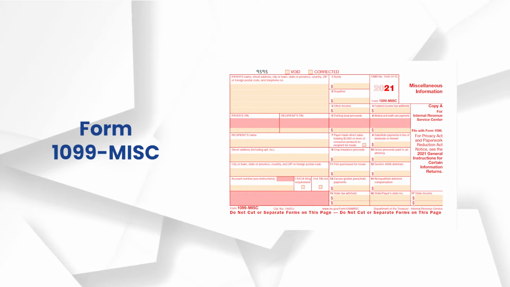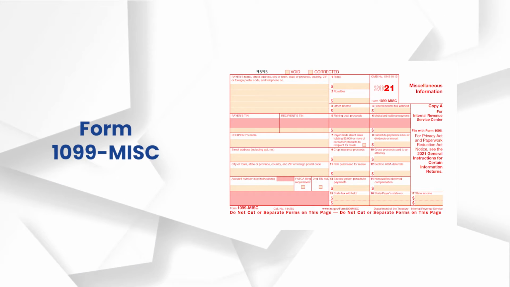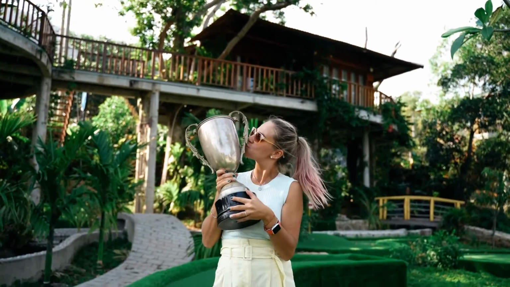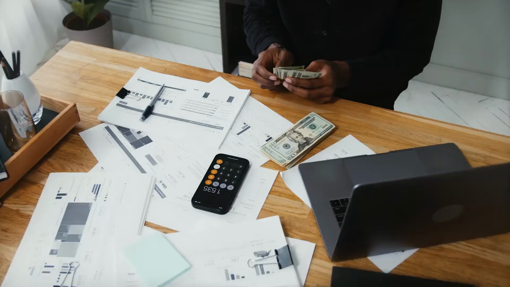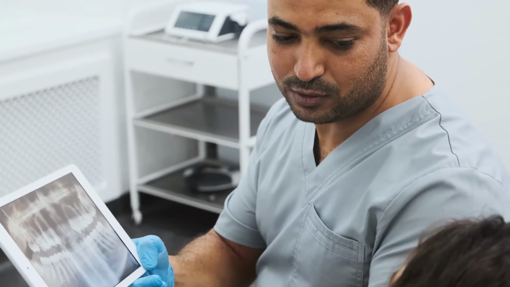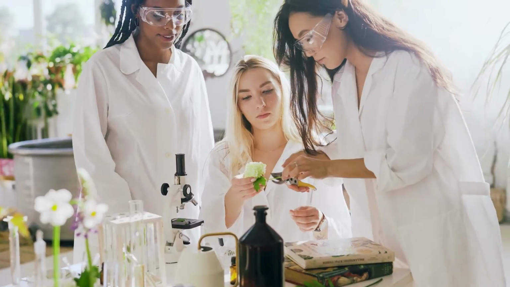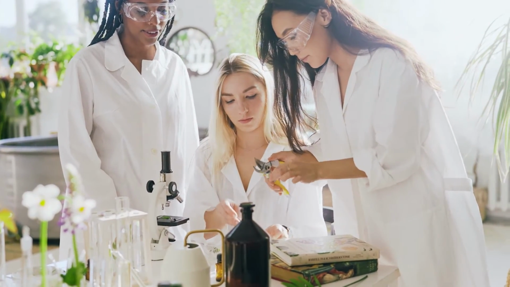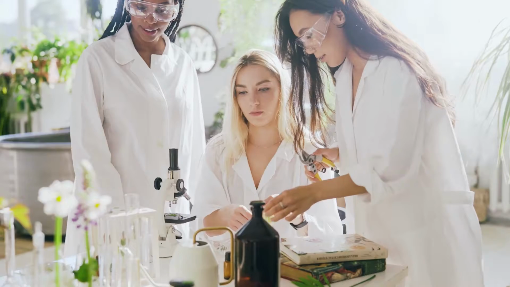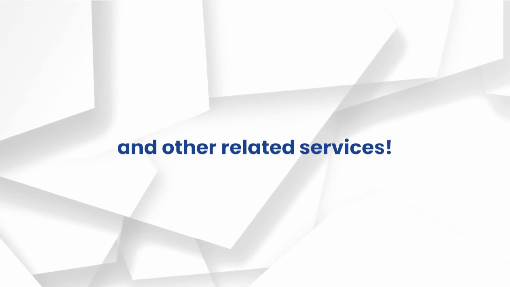You may use Form 1099 Miscellaneous to report income from the following: awards, speaking events or lectures, honorariums, legal services, medical or dental services, performances, prizes, rent, participation in research studies, excluding travel and mileage expenses, royalties, and other related services.